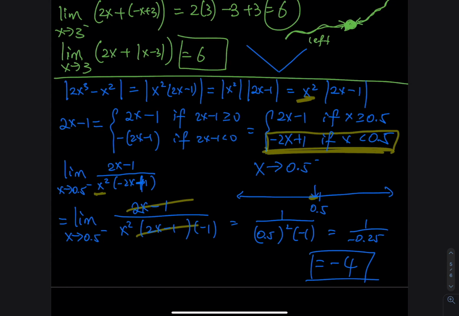So that is how you solve a limit involving absolute values. You have to break the absolute value into a piecewise function, and then depending on the left limit and the right limit, you have to decide which piece to use. So that is the trick.